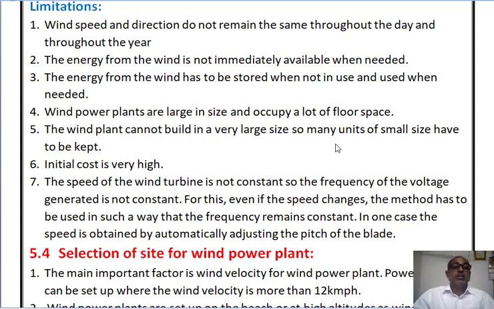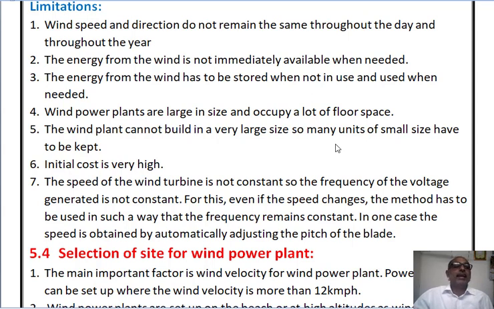Seven, and most important, the speed of the wind turbine is not constant. So whatever frequency of voltage is generated by the wind generator is not constant. It also continuously changes. So even if the speed changes due to the change in direction as well as speed of the wind, a method has to be used in such a way that whatever frequency of the voltage is produced by the wind generator remains constant. Such an arrangement is required.